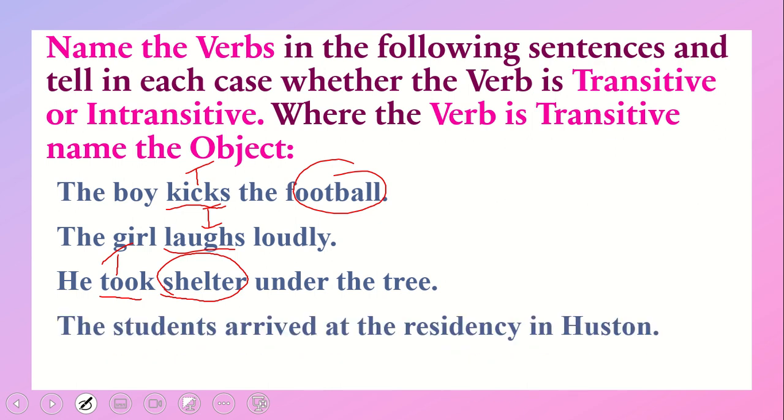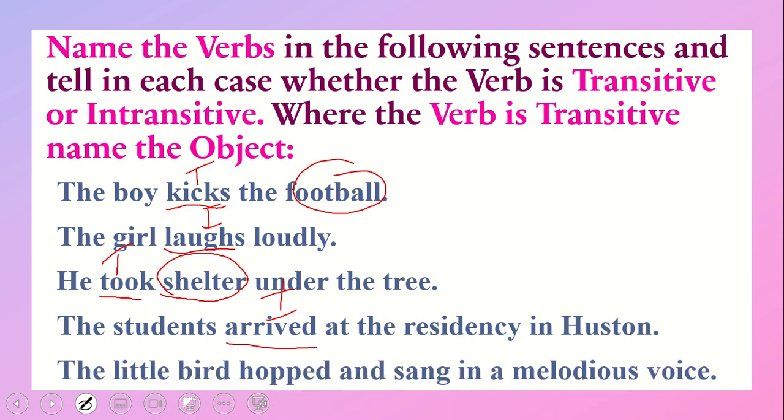The students arrived at the residency in Houston. If you say the students arrived, it is complete. There is no need of any filler in the sentence. This is just modified information, or a filler that you are adding to give more understanding or more information in the sentence. So the students arrived is an intransitive verb which does not need any object in the sentence.